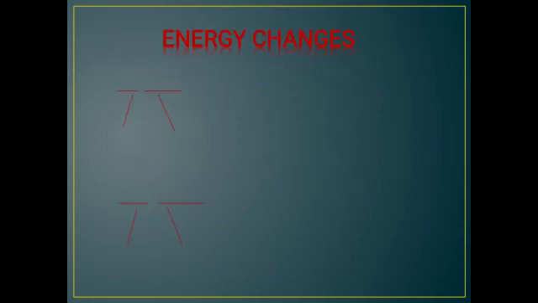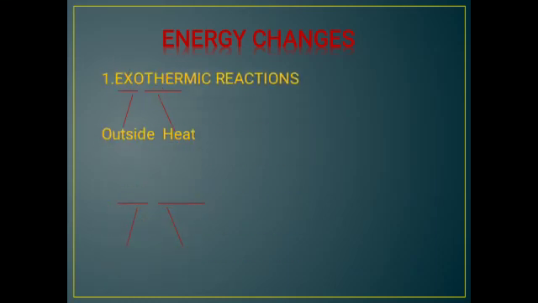Now let's talk about energy changes. It is a characteristic of chemical reactions. And during the reaction, energy in the form of heat may be released or absorbed. So there are the following 2 types of chemical reaction. The first one is exothermic reactions. What is the meaning of exothermic reaction? Exo means outside and therm means heat. It means that exothermic reactions are the chemical changes during which heat is released.